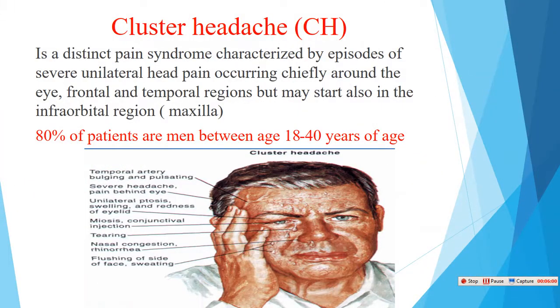Another type of vascular pain, cluster headache. Cluster headache is a type of pain syndrome characterized by episodes of severe unilateral head pain, occurring chiefly around the eye, as seen in this picture, in the frontal and temporal regions, and also maybe starting in the infraorbital region.